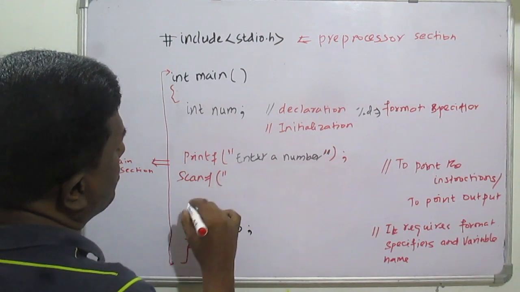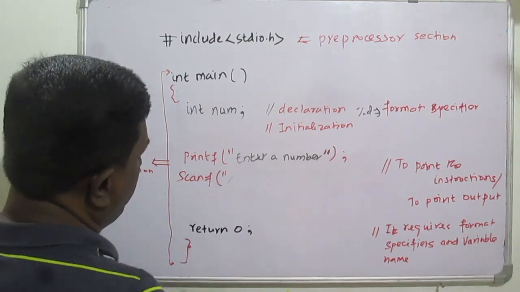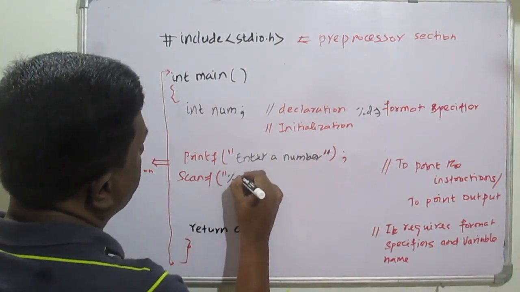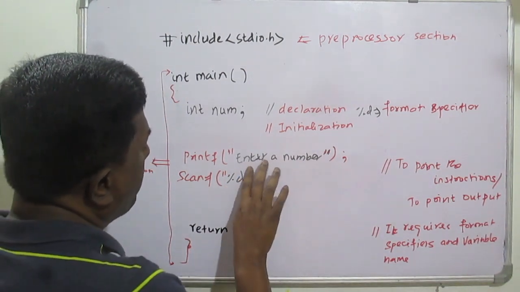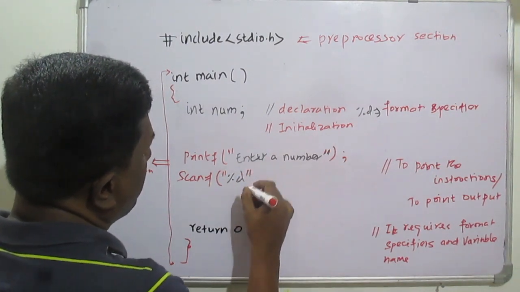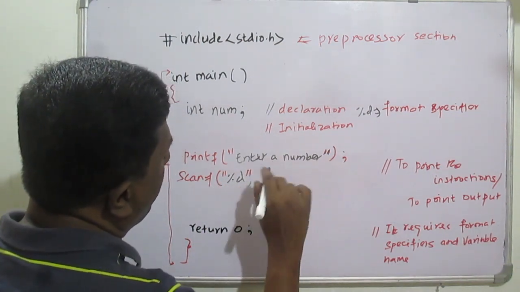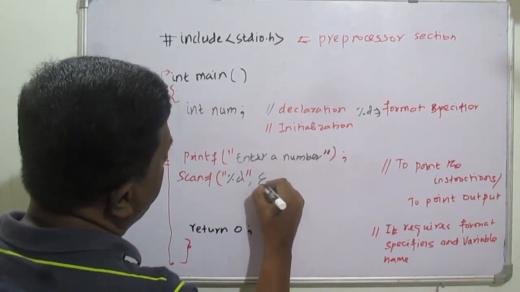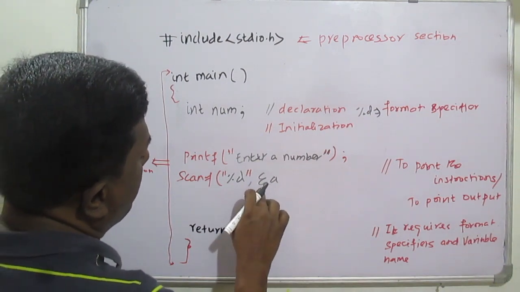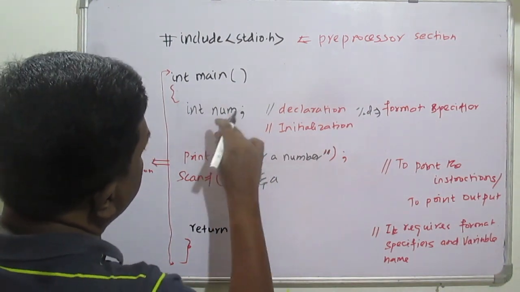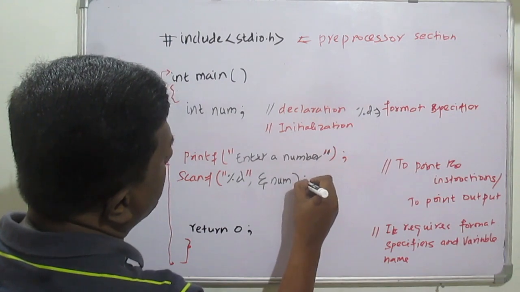Now, in scanf, within the double quotes we have to mention the format specifier. After the format specifier, we have to write the address of the variable. We use ampersand to indicate the address of the variable location. So we write ampersand num, because num is the variable name.